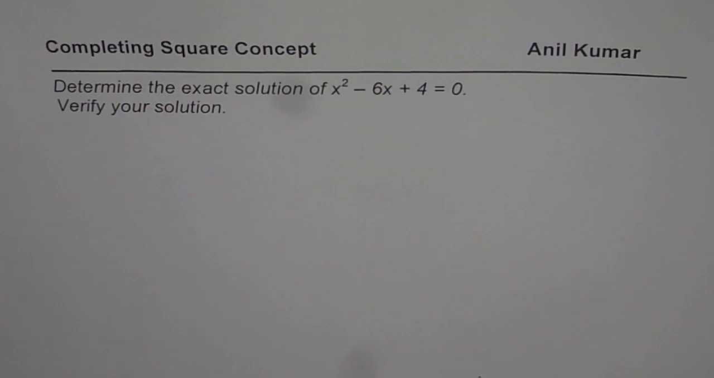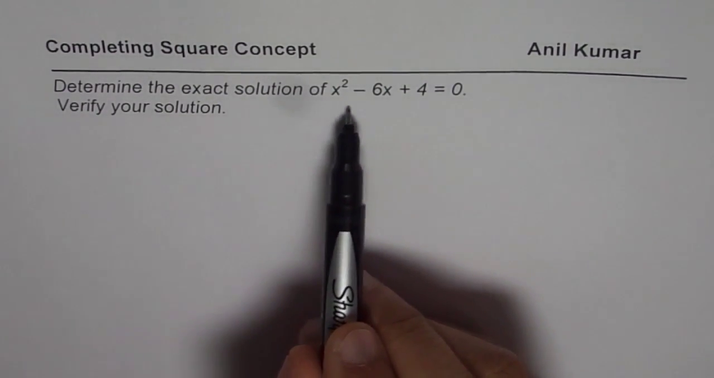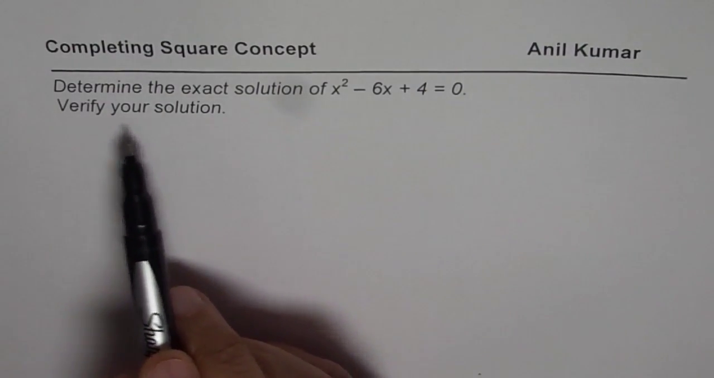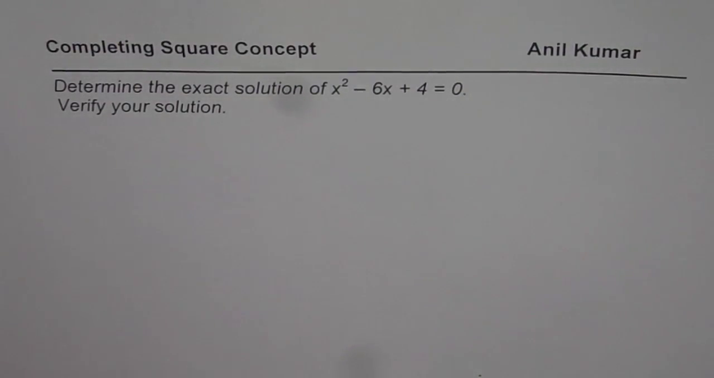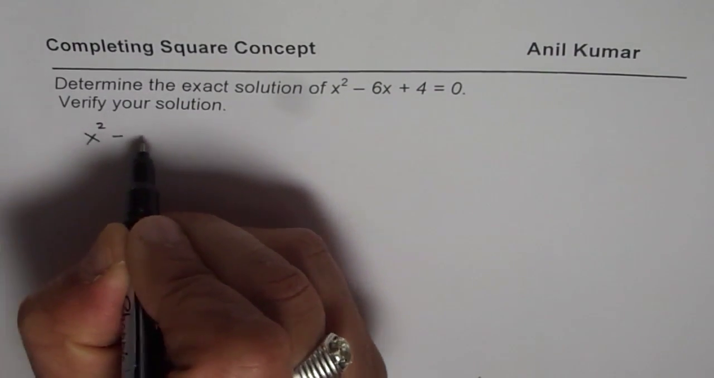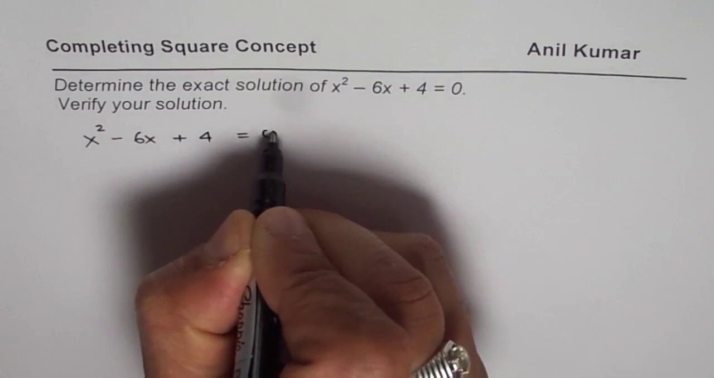I'm Anil Kumar, and in this video we'll practice solving quadratic equations using the completing the squares concept. The question is: determine the exact solution of x squared minus 6x plus 4 equals 0, and verify your solution. Now the question given is x squared minus 6x plus 4 equals 0.